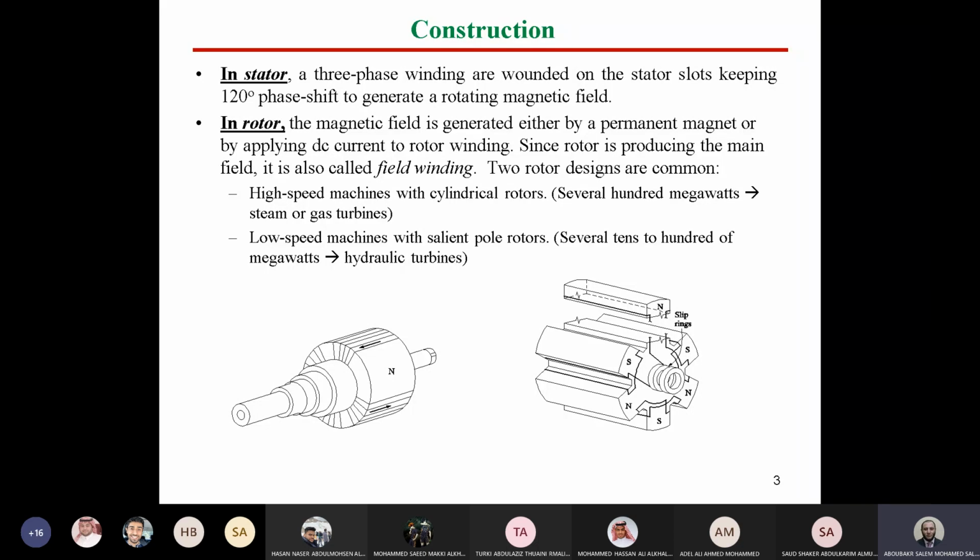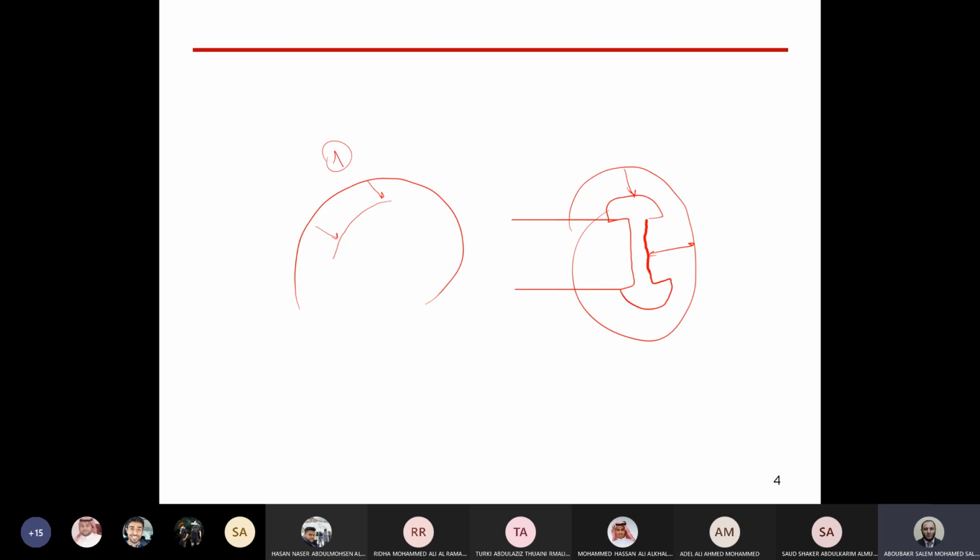You said that the diameter in the cylindrical is low? Yes, around 2-3 meters maximum. Oh, okay, that's the maximum. Yes. Fine. So this is just a brief comparison between the different structures of these synchronous machines.